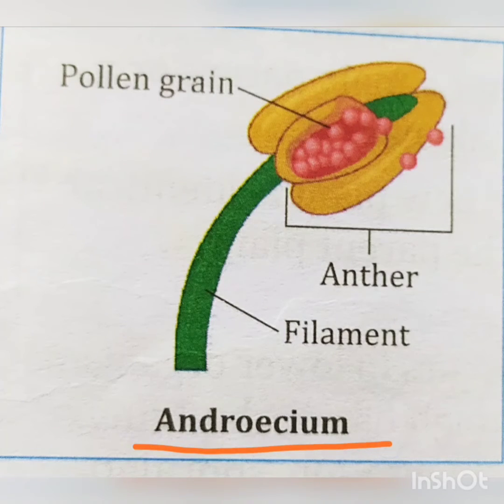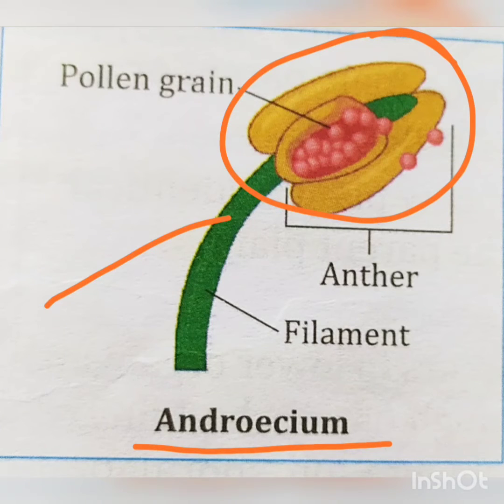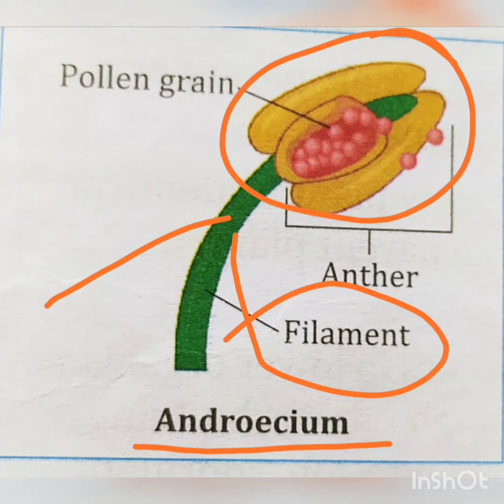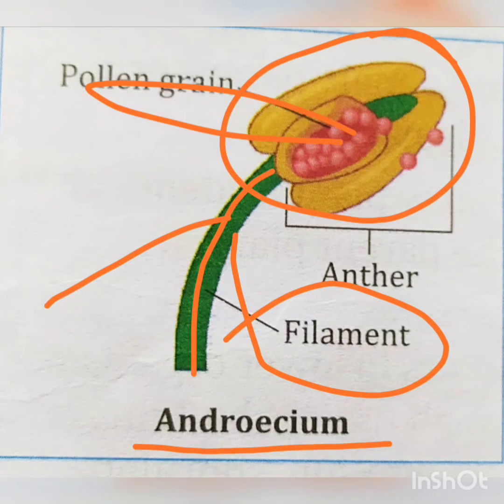Androecium constitutes the male reproductive part of the flower. The androecium consists of stamens. Each stamen has 2 parts, an anther and the filament. Anther bears numerous pollen grains which produce the male gametes. Filament is a thread-like structure which holds the anther.